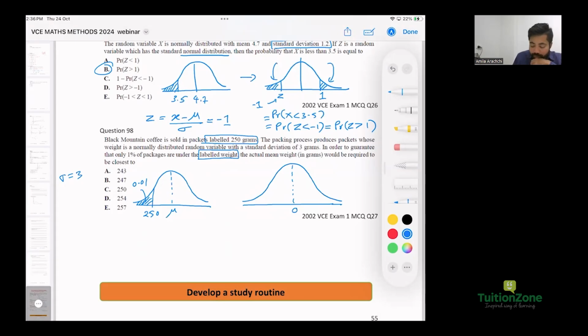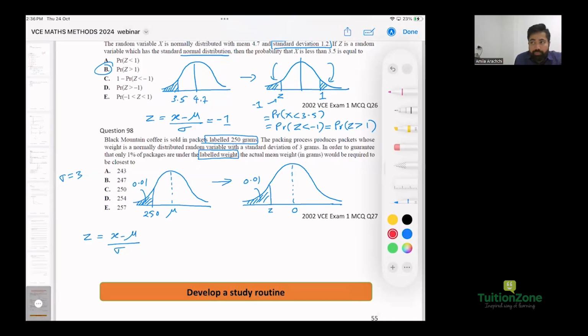And then if we draw the corresponding graph for the standard normal, this area is also what? 0.01. So literally, the area-wise, they're exactly the same. The percentage is the same. But still, we don't know what the z value is. Then we only have one equation to find the mu. What is it? Z equals x minus mu over sigma.